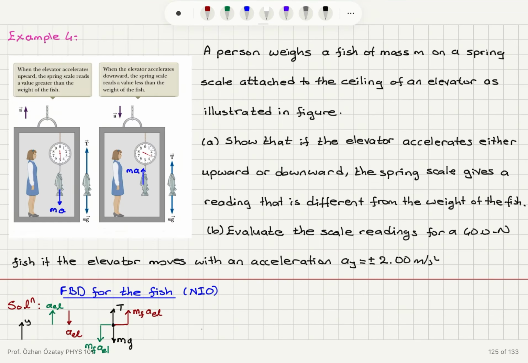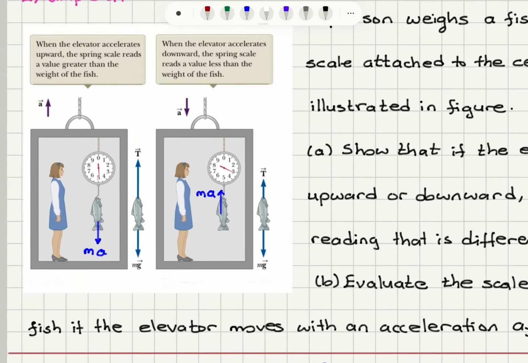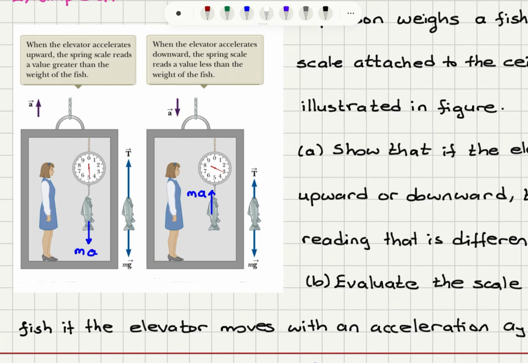Now, let's take a look at this example. A person weighs a fish of mass m on a spring scale attached to the ceiling of an elevator, as illustrated in the figure. So this fish is attached to this spring scale, and this person is inside the elevator. If the elevator accelerates up, or down, the person will be in a non-inertial reference frame. When the acceleration of this reference frame with respect to the Earth reference frame is up, there will be a fictitious force pointing down, mass of the fish times acceleration A.